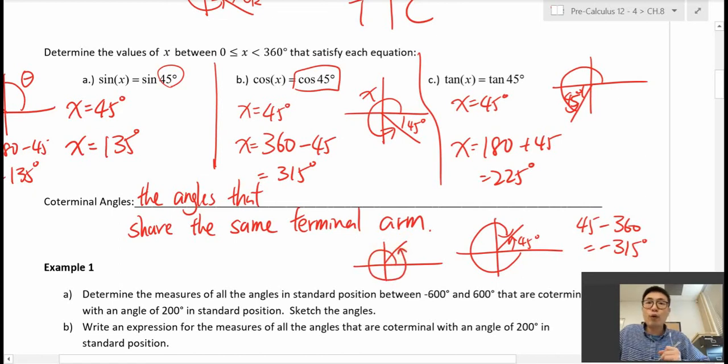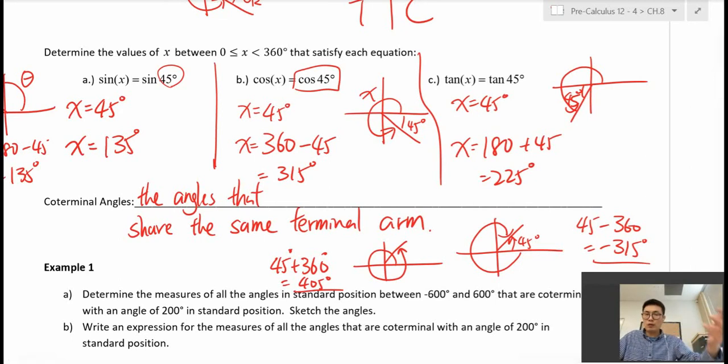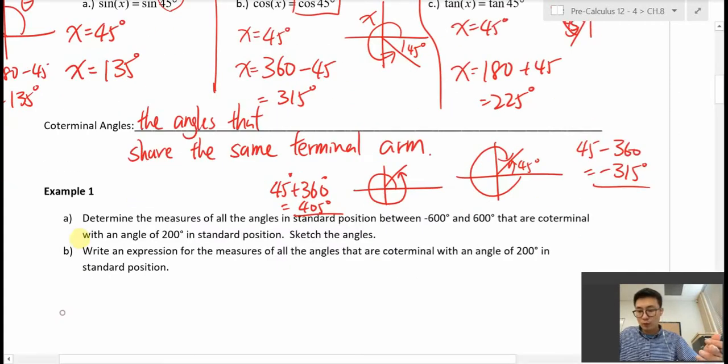We can actually do more than one single rotation. In this case, you take the 45 and you add the 360, because you're going one more full rotation. You simply add those two numbers, you get 405 degrees. So both negative 315 and 405 are coterminal angles to 45 degrees. And of course, you can keep going. You can add another 360 or take away another 360 to get more coterminal angles.